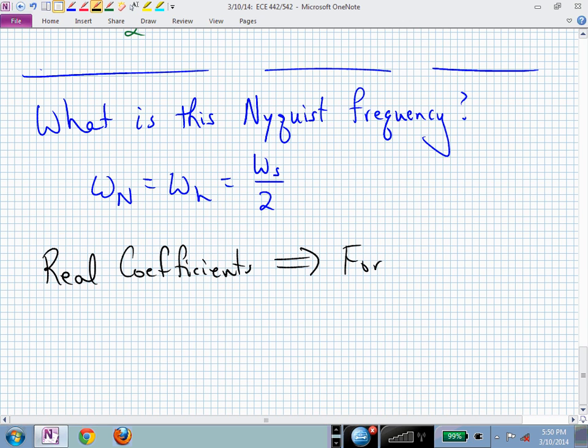So real coefficients imply that for every frequency, let me write it a different way, if we're walking up the imaginary axis, we might get to a frequency omega sub x. We also have its complex conjugate.